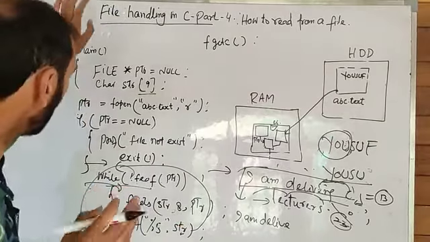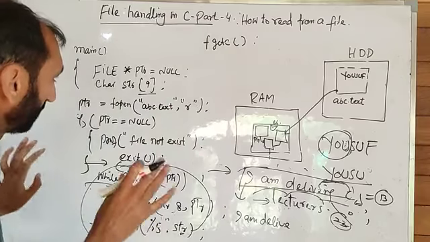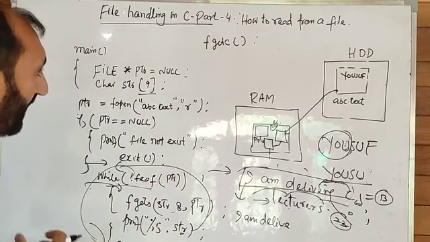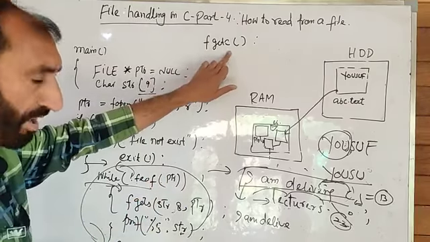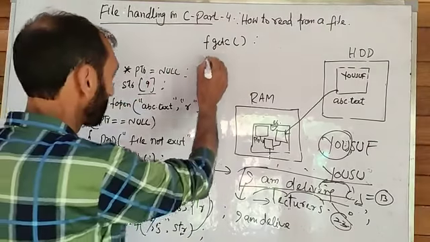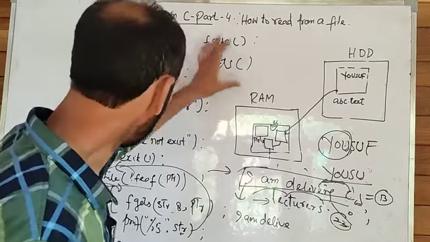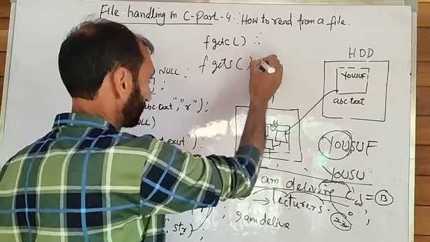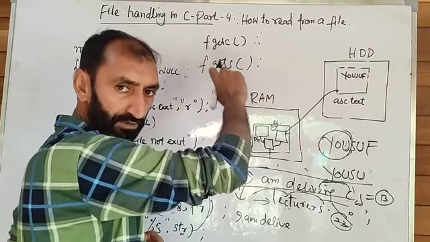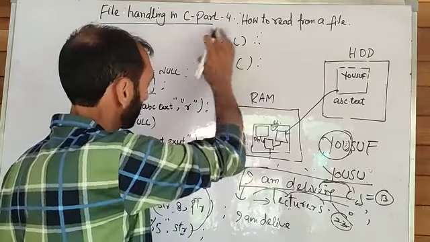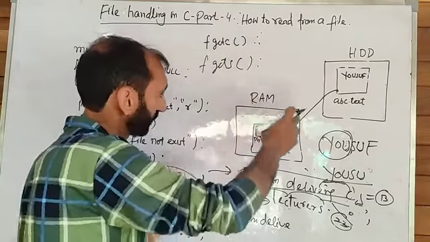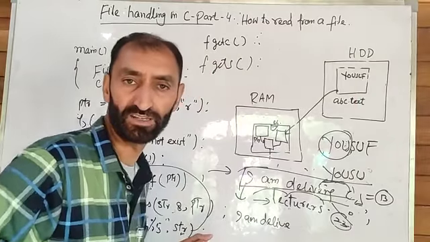Finally, I hope that you have understood the working of the fgets function and the fgetc function. Both I have discussed, the working of these two functions, and these two functions are used to read the contents of the file.